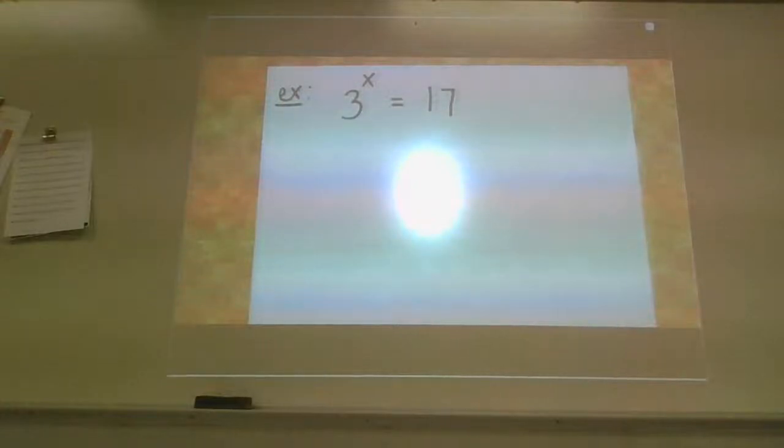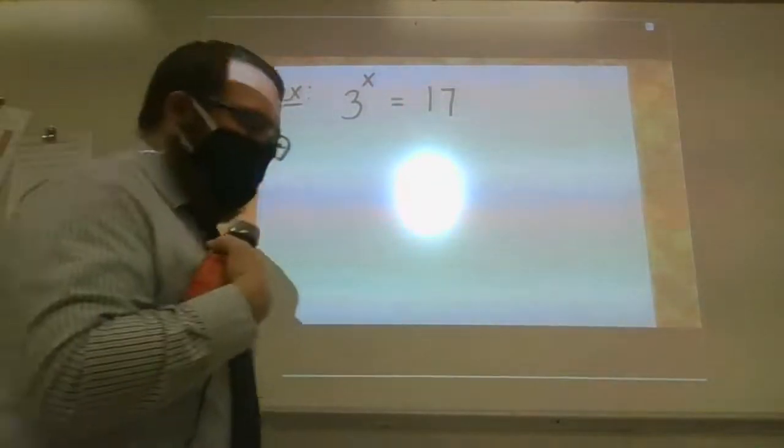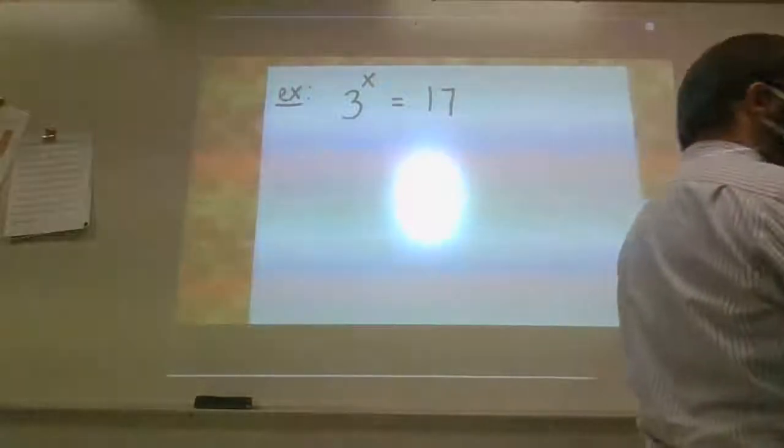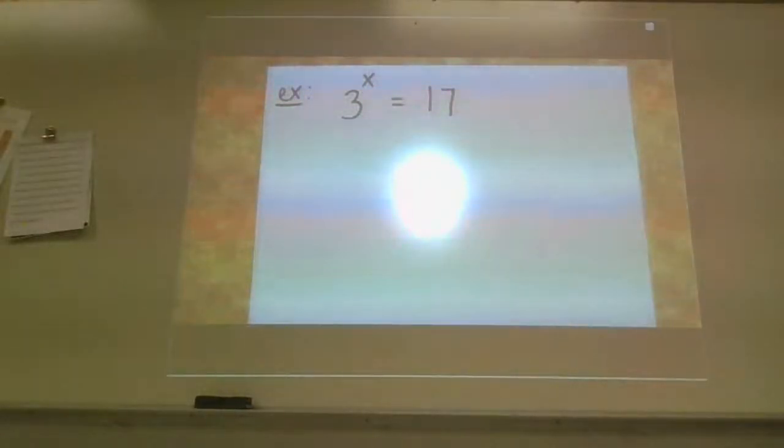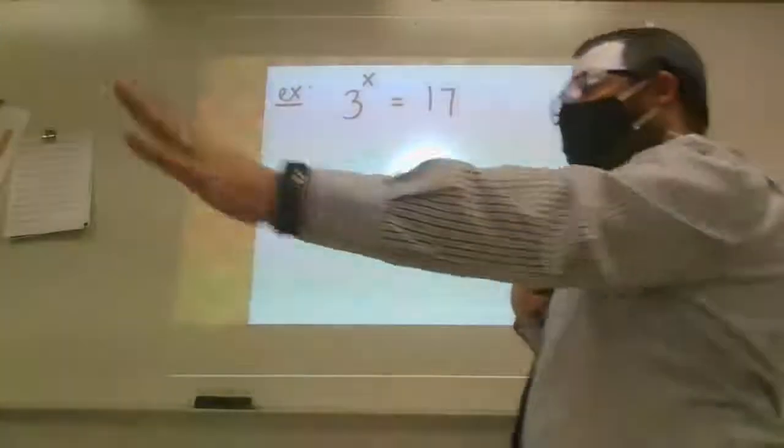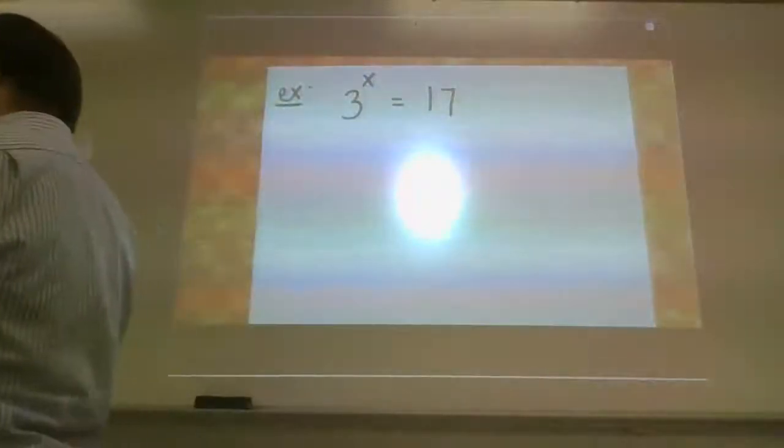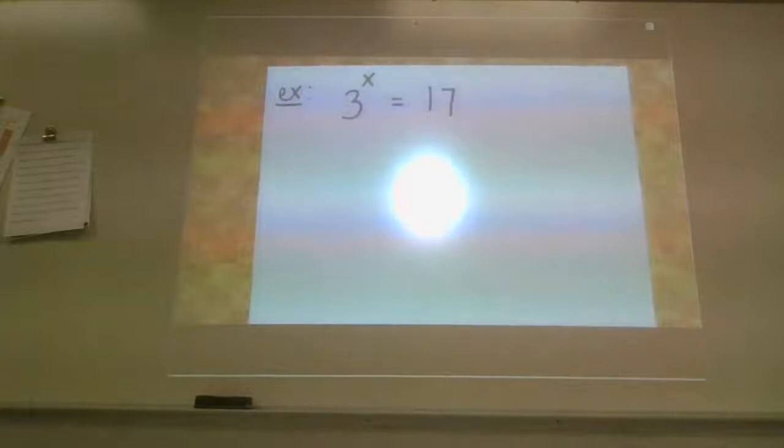What we have here is a problem that cannot be manipulated the way we just did. 3 to some power is 17. I know what 3 squared is. 3 squared is 9. I know what 3 cubed is. 3 cubed is 27. 3 to what heck of a power is 17?